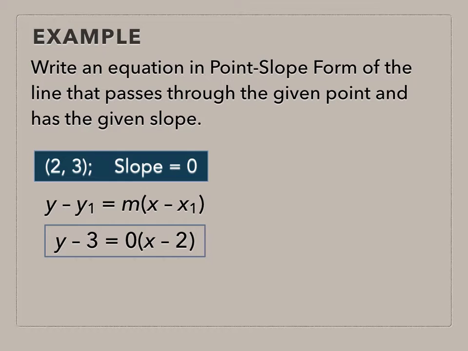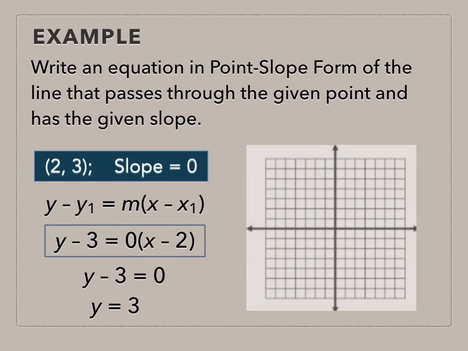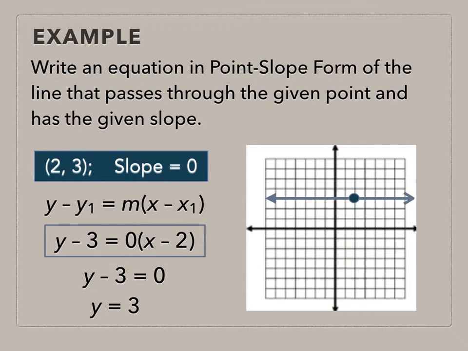Now let's multiply on the right-hand side. 0 times anything is 0. Let's add 3 to both sides. The equation of this line is y equals 3. That's one of the special case lines. Let's see why. Let's first plot the point 2, 3. And remember, a slope of 0 is a horizontal line. Any point that lies on that line has a y-coordinate of 3. That's why the equation is y equals 3.